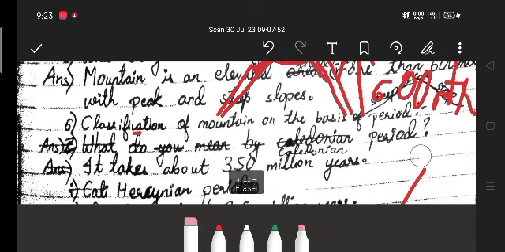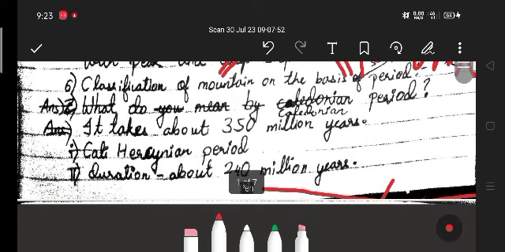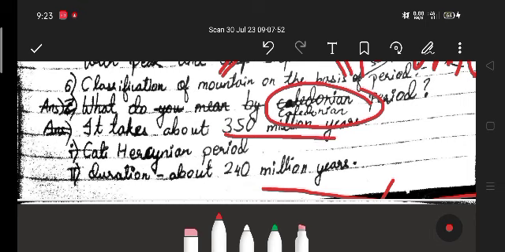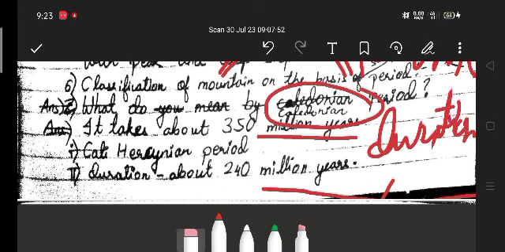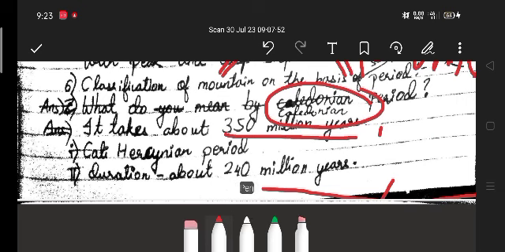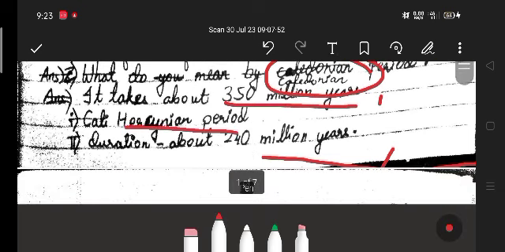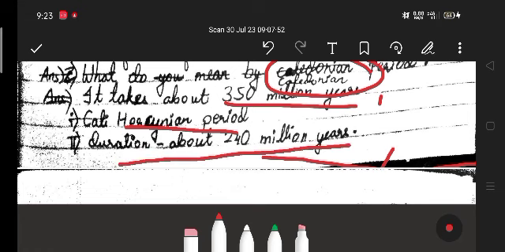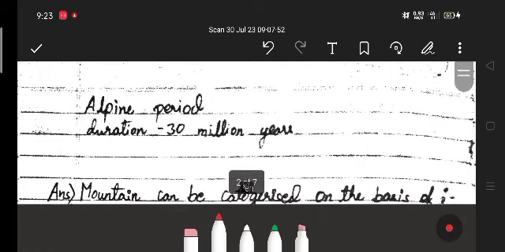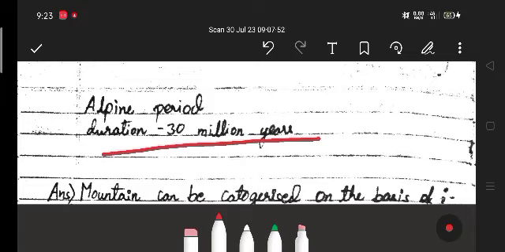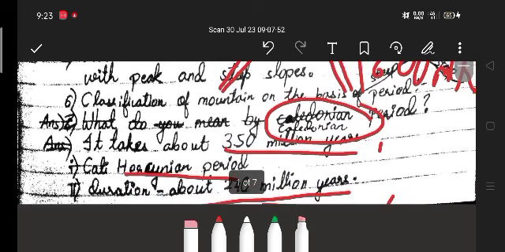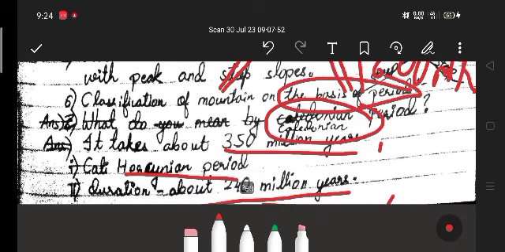Next question. What is the classification of mountains on the basis of their period? First comes the Caledonian period, its duration is 350 million years. Second comes the Hyrcanian period, its duration takes about 240 million years. And next is the Alpine period, duration 30 million years. So these are the classifications of mountains on the basis of their period.